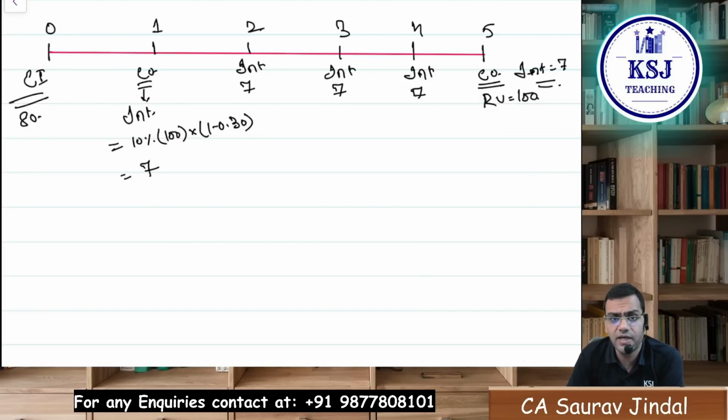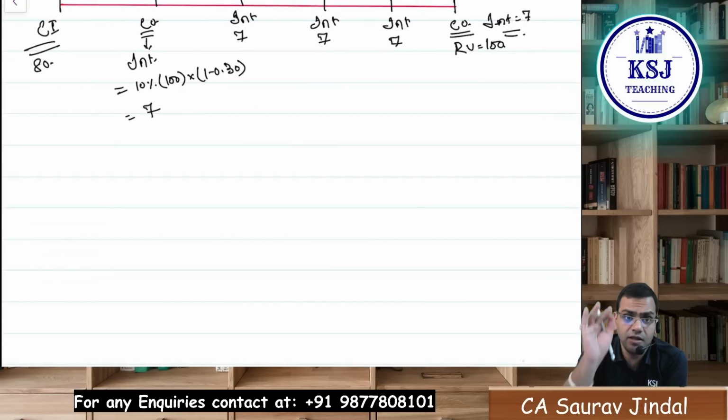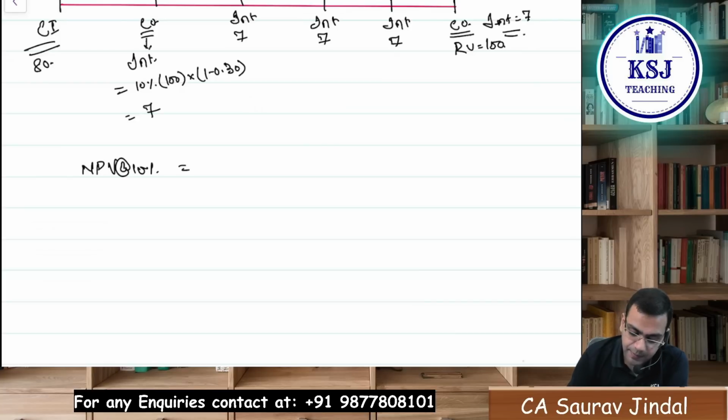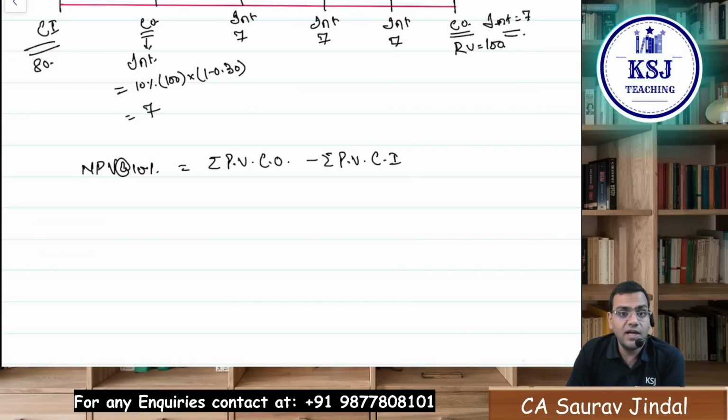So you can calculate now the NPV. You will calculate the NPV at 10%. That will be the sum of present value of cash outflows minus the sum of present value of cash inflows. This is how you will take it, because here we are talking about the cost. For cost we need the outflows more than the inflows.